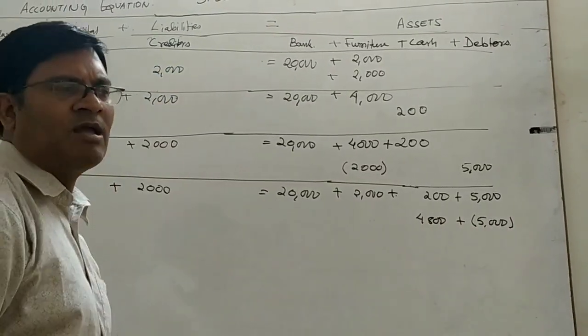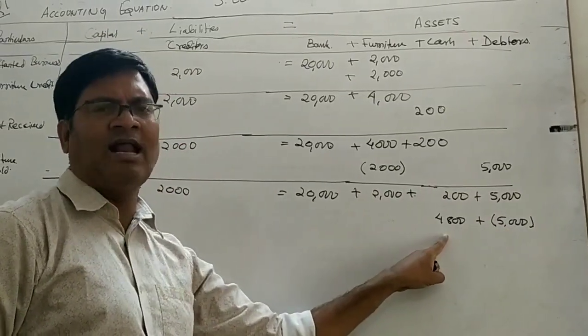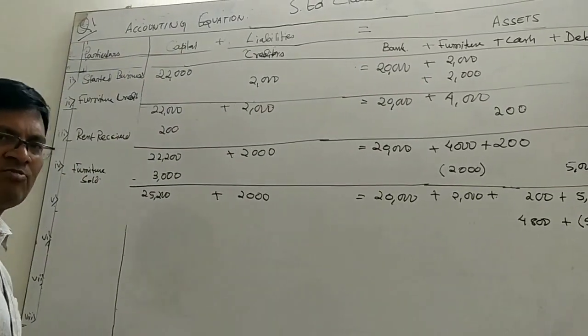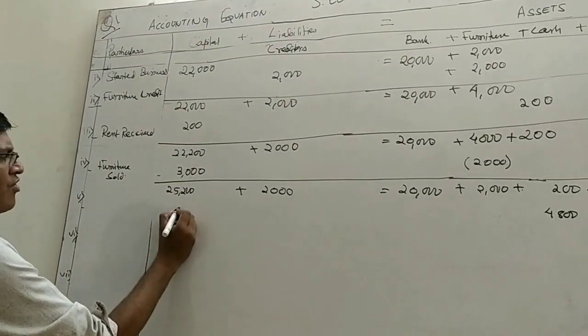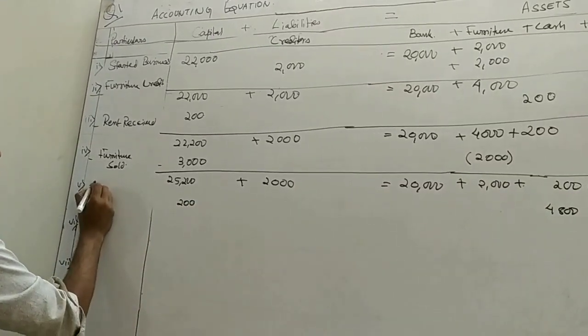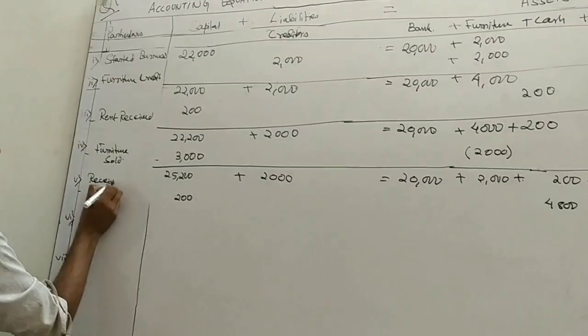Now this 200 is my loss. Of 5,000 rupees he is giving me 4,800, and I am also agreeing. That is called discount allowed. Discount allowed is my expense or loss. That will be reduced from this part, from capital. So this is nothing but received from debtor.